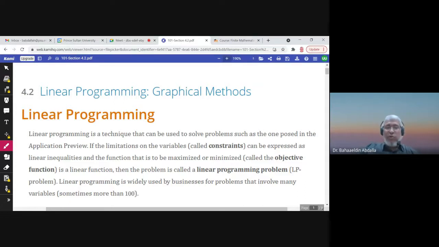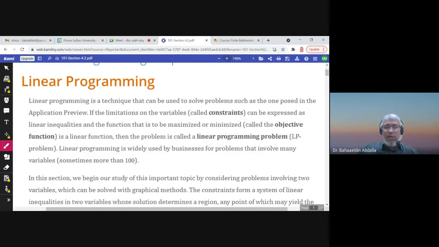This is section 4.2, linear programming, and we will talk about the graphical method in this section. Linear programming is a technique that can be used to solve problems such as maximizing or minimizing an objective function. So there is a function which we need to maximize or minimize, and we call it the objective function. And this function will be subject to some constraints.